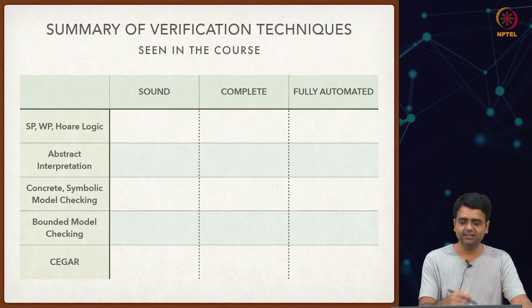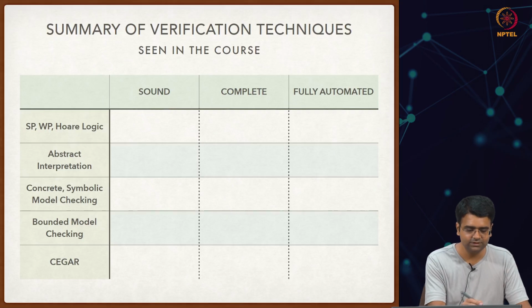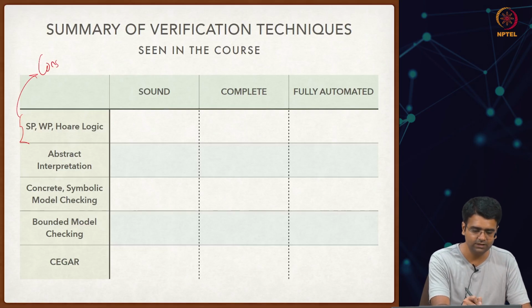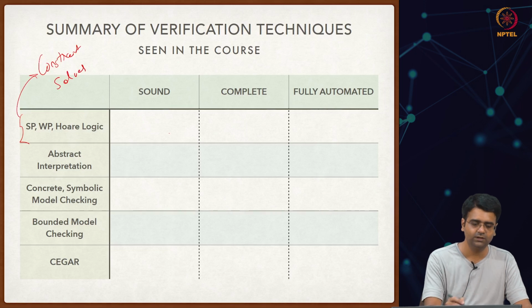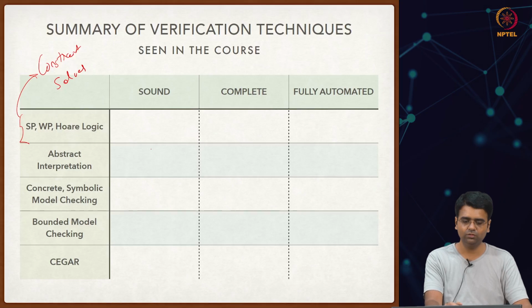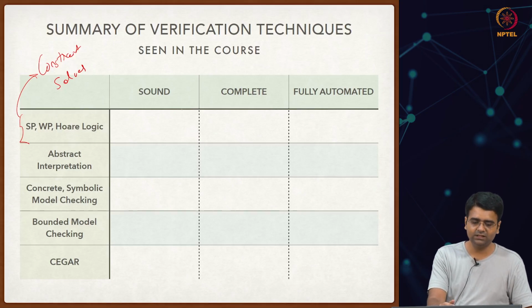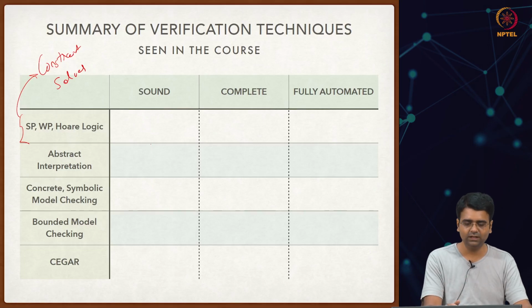In this course, we have seen techniques which use constraint solvers. For example, SP, WP and Hoare logic. They are constraint solver based techniques, meaning that they reduce the verification problem to the constraint solving problem, which is finding out whether some formula is satisfiable or not. So, you can then rely on SAT solvers and SMT solvers.